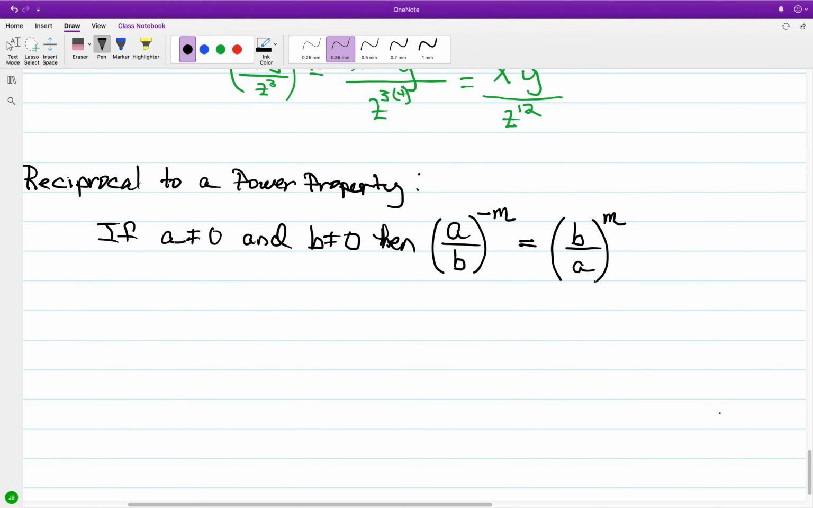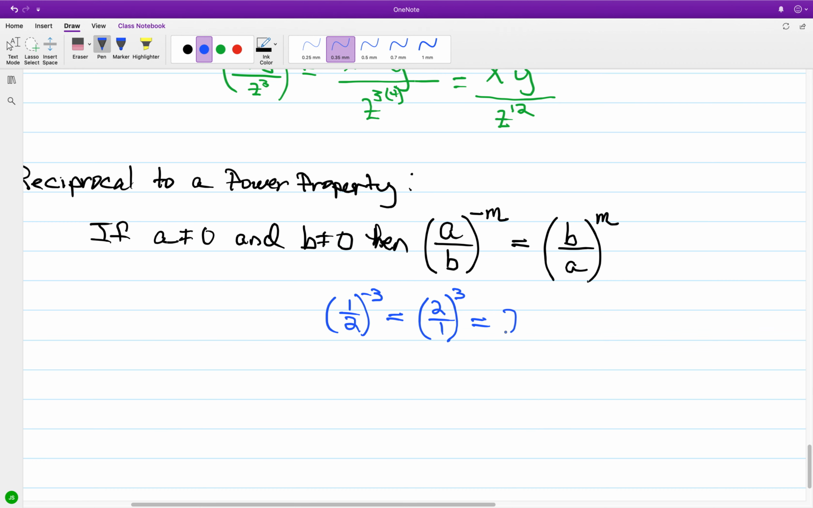And we'll say that just for instance where we have the reciprocal to a power property, here we have 1/2 to the negative 3. Change that over, make this into a positive, so just flipping it, have 2 over 1 to the 3rd power. 2 over 1 is going to be 2 to the 3rd power, and this is equal to 8.